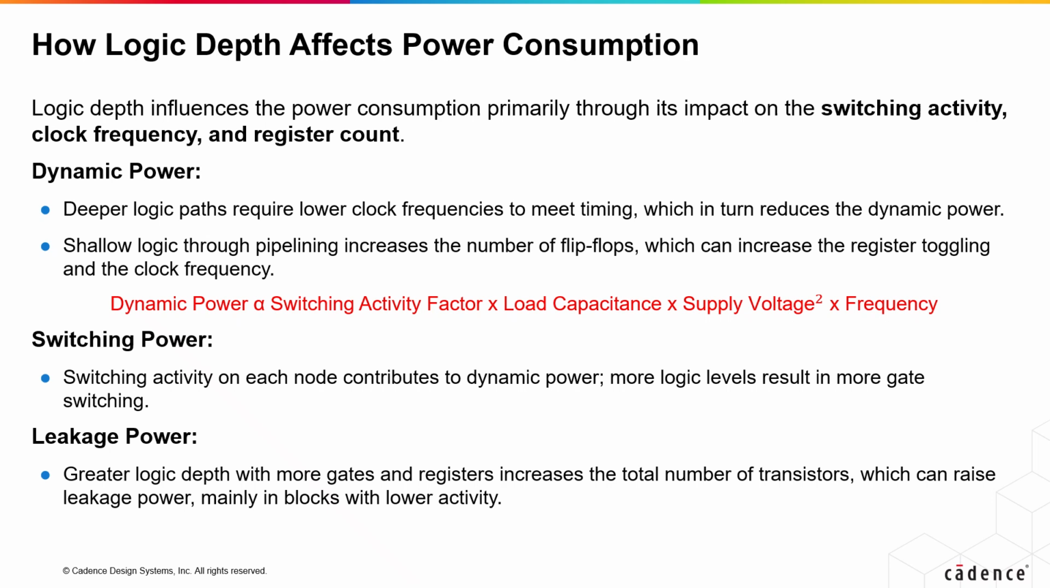The switching activity, frequency, and the number of sequential cells affect power consumption. When the logic depth is greater, it requires a lower clock frequency to meet timing, which also decreases the dynamic power consumption. Decreasing logic depth by pipelining might increase the count of flip-flops, which can raise the switching activity, thereby increasing the dynamic power consumption. More logic levels will have higher switching activity with more flops, leading to an increase in dynamic power. And a greater number of gates will contain more transistors, which will also increase leakage power, especially in low-activity blocks.